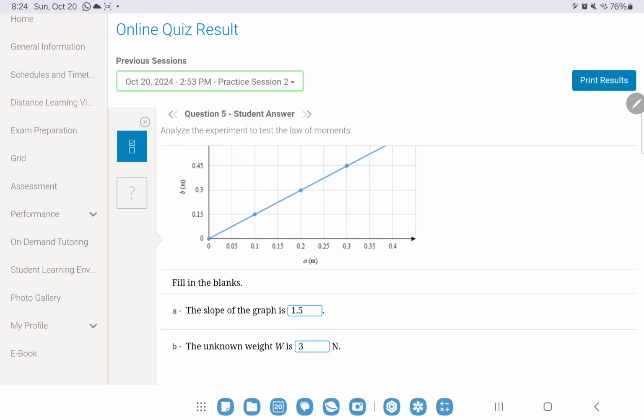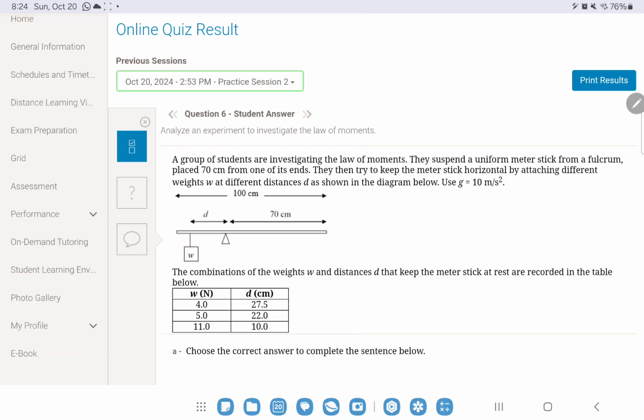So let's move on to the next one. Okay, so this question is telling us we have a group of students. They're investigating the law of moments and they suspend a uniform meter stick from the fulcrum, placed 70 centimeters away from one of its ends. Then they try to keep it balanced. We know this is a uniform meter stick. So if it's a uniform meter stick, the fulcrum should be here or like in the middle. So meaning here should be 50 and here should be 50.